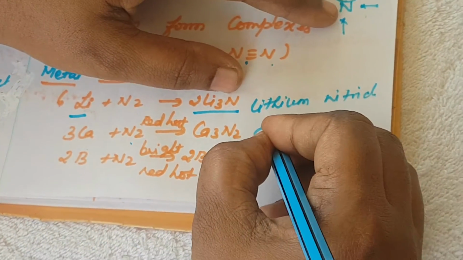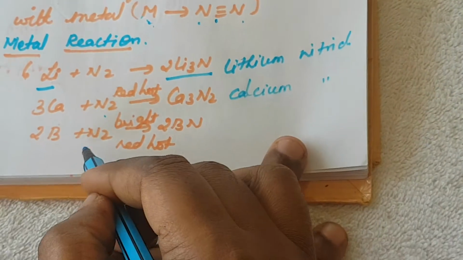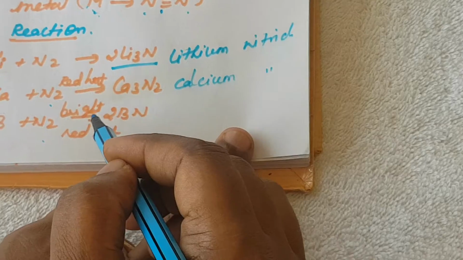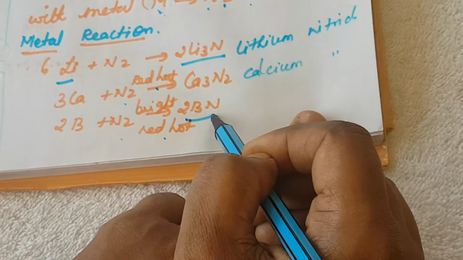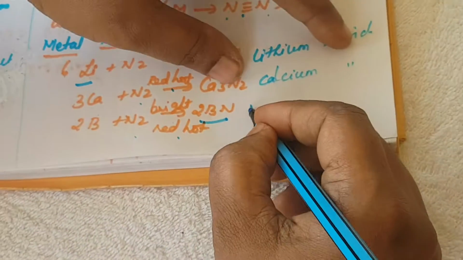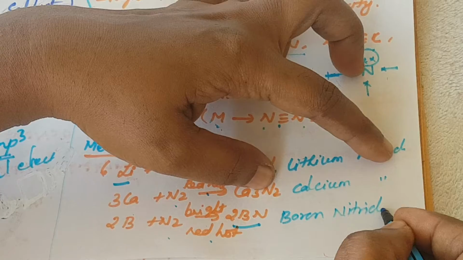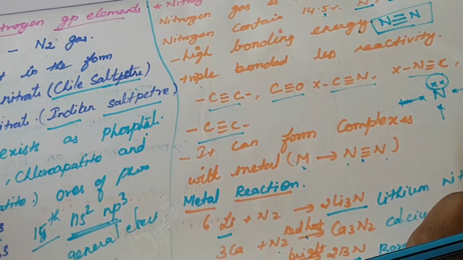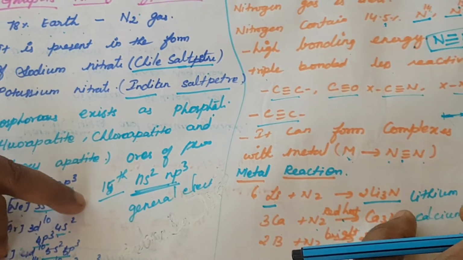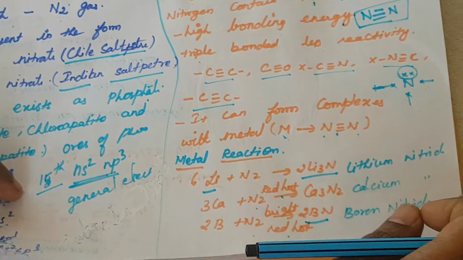This is called calcium nitride. Then boron and nitrogen: this is heated until it glows bright red, giving boron nitride. So this is the reaction of nitrogen with metals. Lithium reacts to form lithium nitride, calcium reacts to form calcium nitride, and boron reacts to form boron nitride.